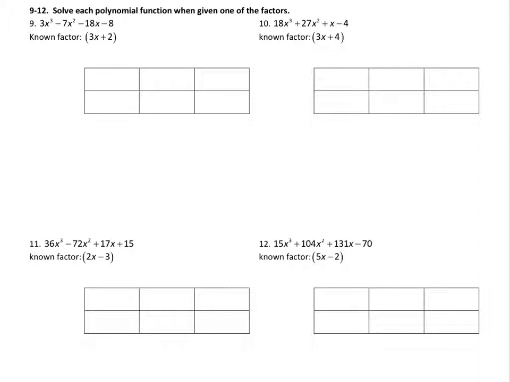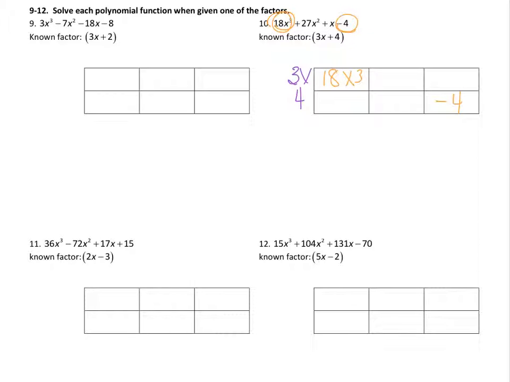All right, so for number 10, we are given a polynomial, 18x to the third plus 27x squared plus x minus 4. And we know one of its factors is 3x plus 4. So we're going to start by putting that 3x plus 4 off on the side. And then the first term and the last term will go in the top left and bottom right, respectively.